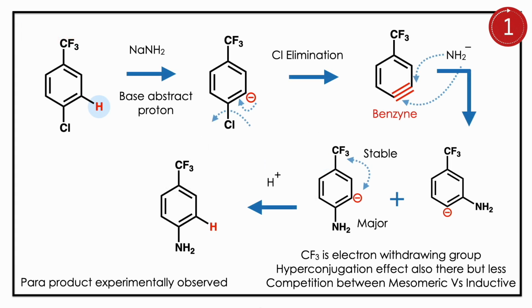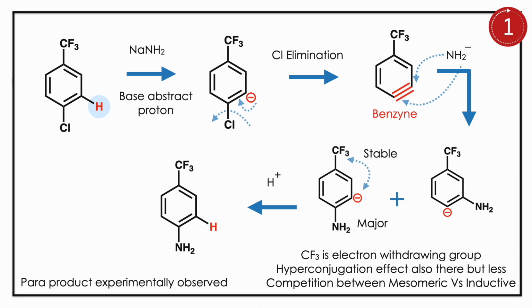Here sodamide you are using, it's a strong base. The strong base abstracts the proton. You have the anion formation. The anion has to be quenched. It will be quenched as the benzyne. So chlorine eliminates, benzyne formed. Then the nucleophile attacks. The nucleophile is amine.